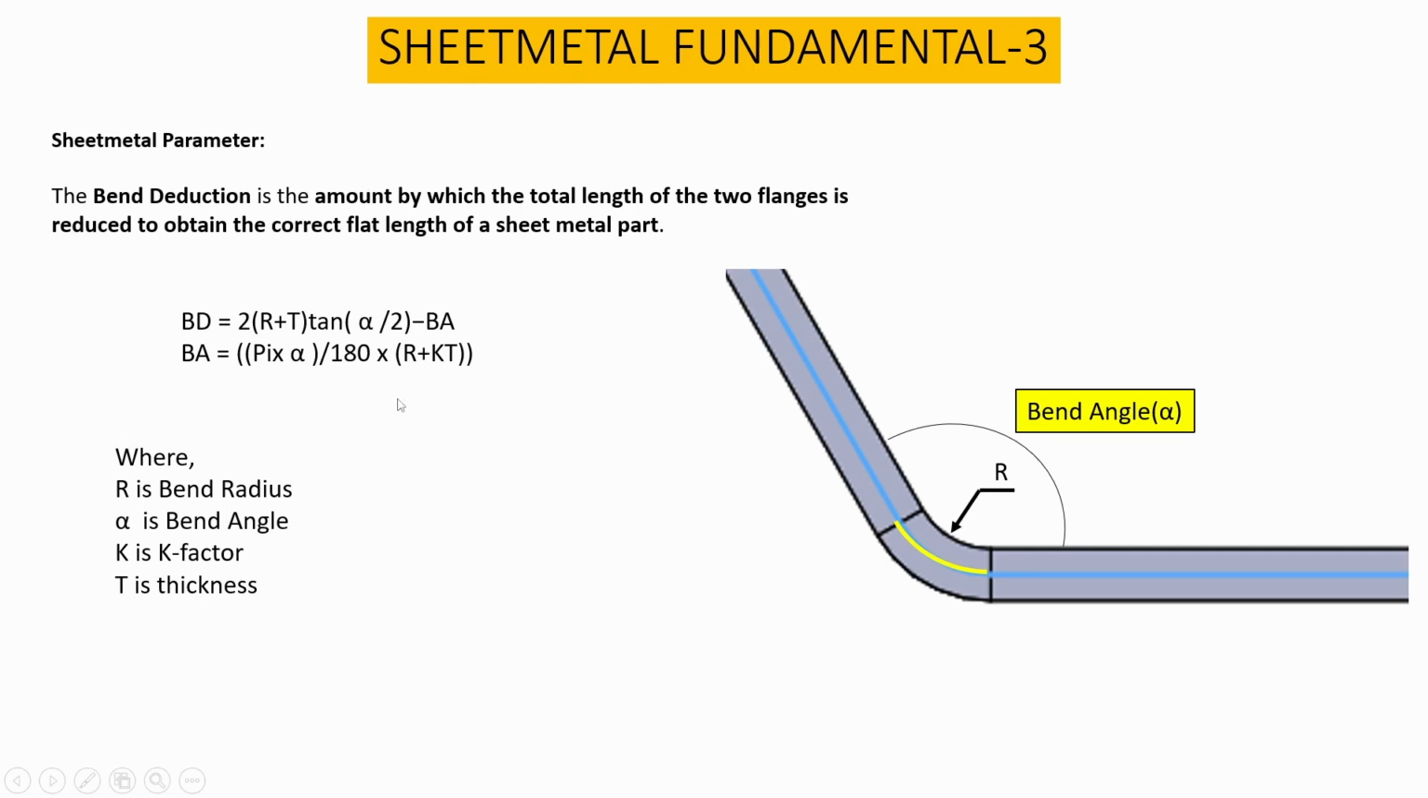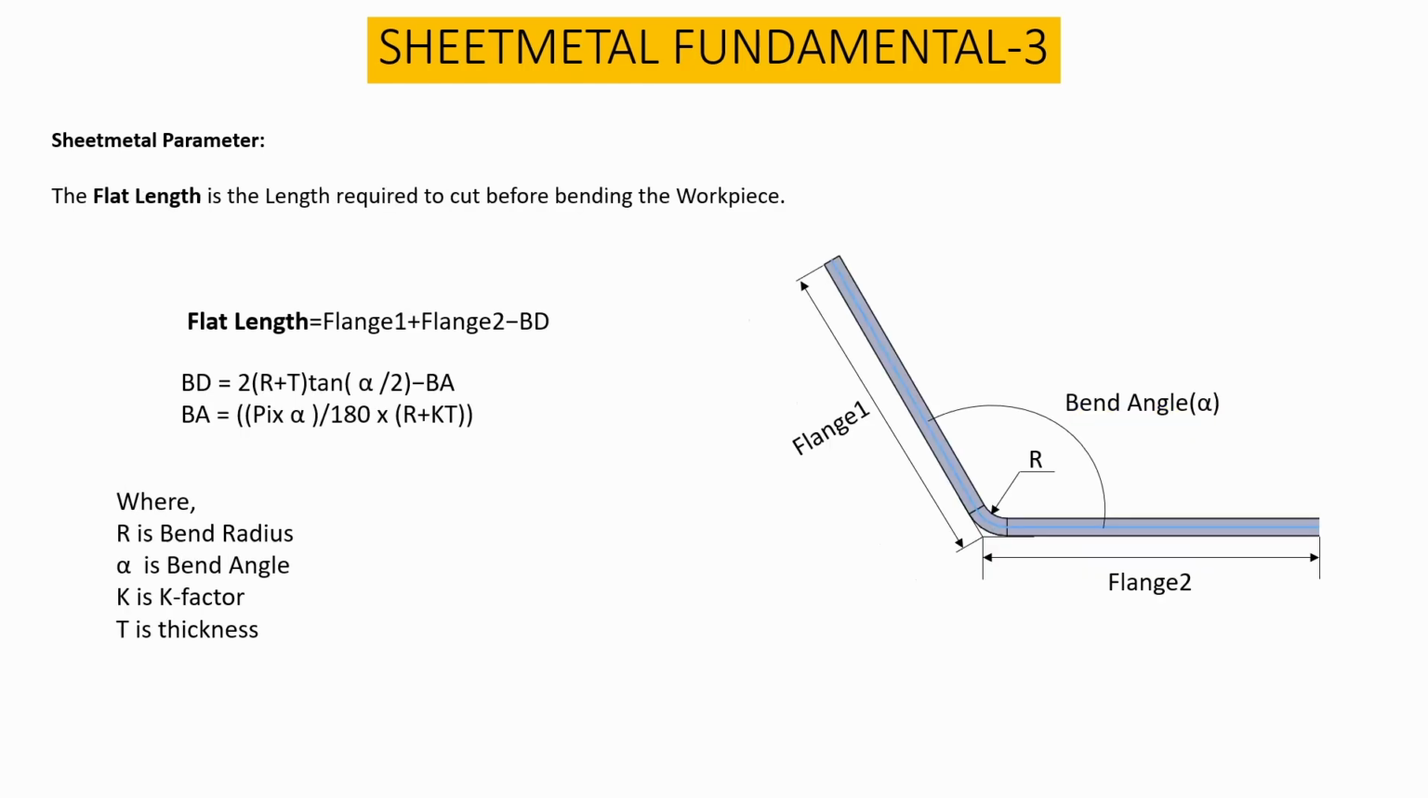Next is the bend deduction. Bend deduction is the amount by which the total length of the two flanges is reduced to obtain the correct flat length of a sheet metal part, and it is given by BD equals 2 into (R plus T) into tan(alpha by 2) minus BA, and BA is bend allowance. It is given by pi into alpha divided by 180 into (R plus KT), where R is bend radius, alpha is the bend angle, and K is the K factor, and T is the sheet thickness.